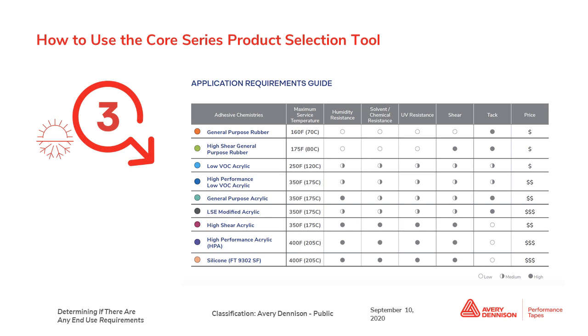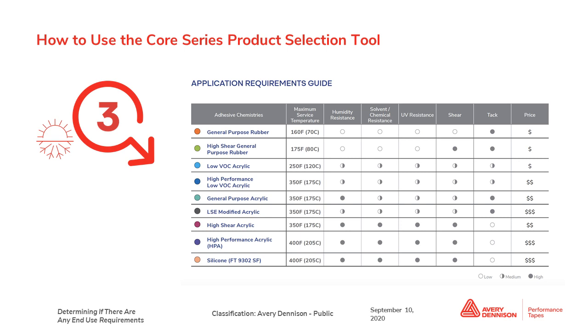On the flip side, if you look at HPA, our high performance acrylic, which is purple, the second row from the bottom there, it has excellent temperature resistance at 400 degrees Fahrenheit, and it has excellent resistance to humidity, solvent, UV, and shear, but it has an empty circle for tack, so it's not very tacky, it's very firm. And it is a little more expensive than those other ones.